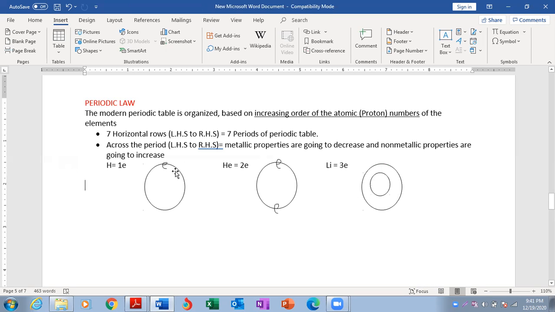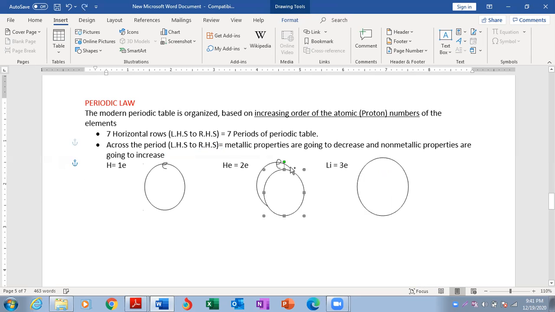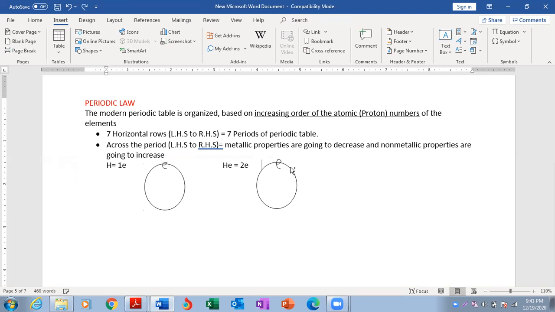So the simplified way, what I'm going to do, I'm just going to remove these things, just to save the time. One electron means it will keep only one shell. So you got my idea. Now helium, it keeps two electrons, and two electrons are organized in one shell.